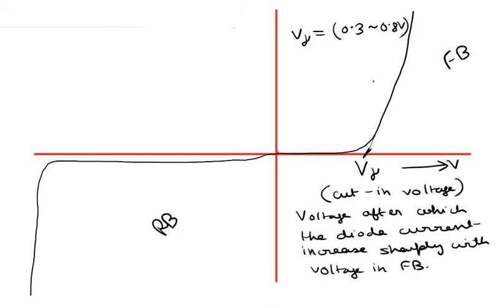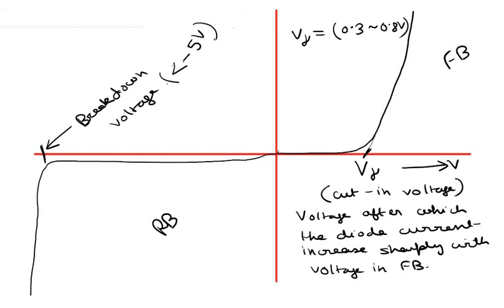On the other hand, during reverse bias, the voltage after which the current increases sharply with reverse bias voltage is known as the breakdown voltage. The difference is that this breakdown voltage is generally lesser than minus 5 volts. So it can be minus 6 volts, minus 7 volts, minus 8 volts, minus 10 volts.